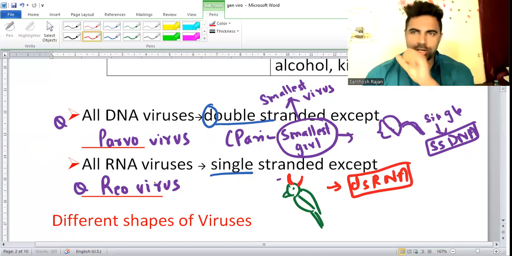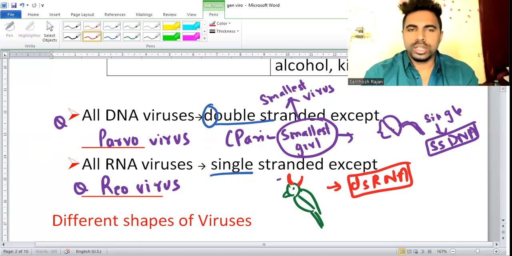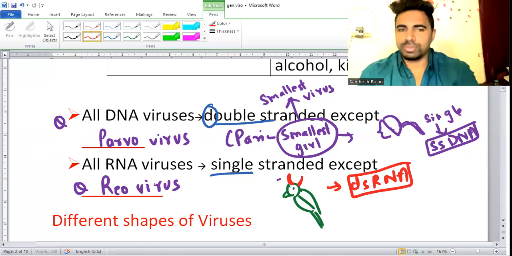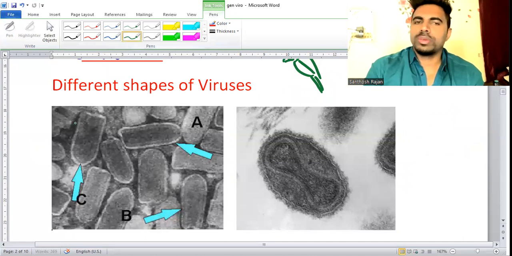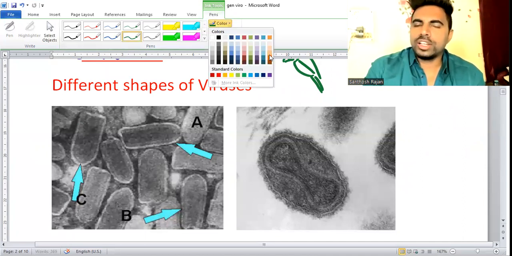Now we are done with the DNA virus exceptions. Okay. Now different shapes of viruses. This is important. Picture-based questions, you can definitely expect a question from here. Examiner's favorite. And it's not that difficult.